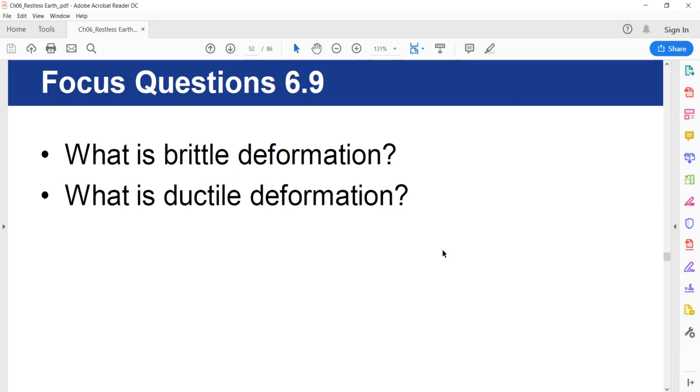Alright, welcome back to the class. Now we will talk about rock deformation. There are two types of rock deformation, brittle deformation and ductile deformation.